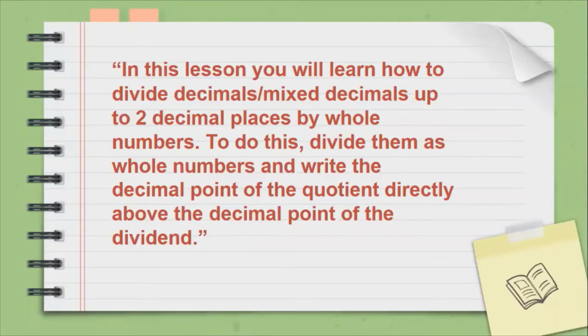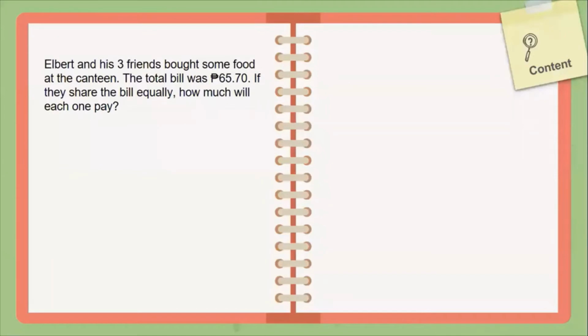In this lesson, you will learn how to divide decimals or mixed decimals up to 2 decimal places by whole numbers. To do this, divide them as whole numbers and write the decimal point of the quotient directly above the decimal point of our dividend. Now let us try to have this example.